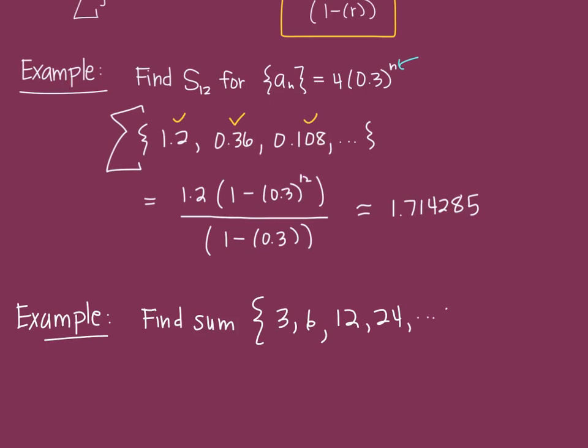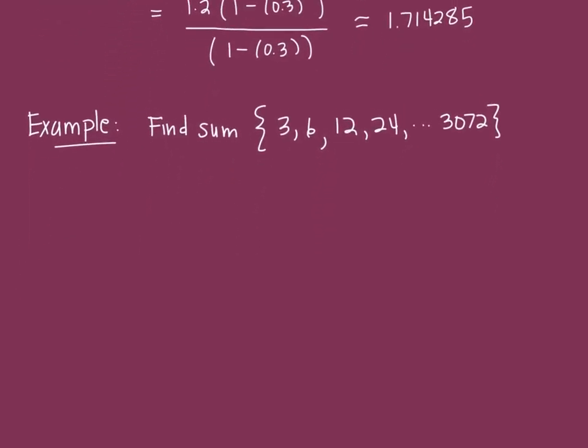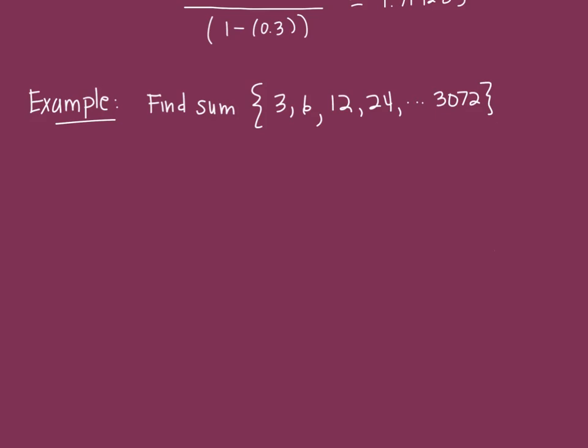Ending with 3072. All right, I didn't make it quite as easy on you this time. First of all, is it geometric? You've got to ask yourself that question. Okay, is it geometric? Well, let's look at 3 to 6 and 6 to 12 and 12 to 24. This is geometric. It has an r value, it looks like, of 2.